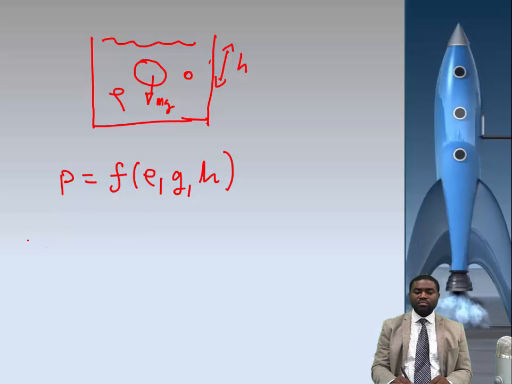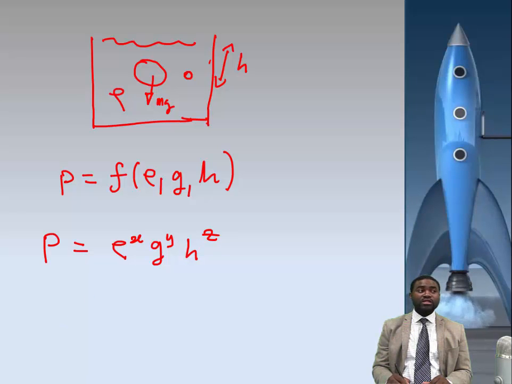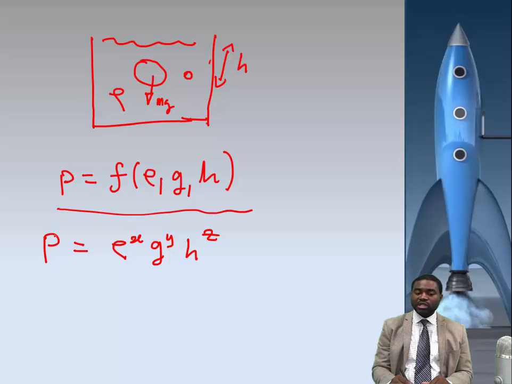So we have pressure, therefore, will be equal to rho raised to the power x, g raised to the power y, and h raised to the power z. And our task now is to use dimensional analysis to determine the values of x, y, and z. Yes, please? Don't you need to put a constant k? True, you have to put a constant k, but it's not important in this case. But let's put in the constant anyway to be consistent, but it's really not, you will see that very soon.